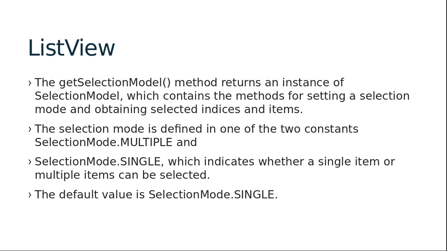Now the selection model object defines a few constants. SelectionModel.MULTIPLE, multiple is the constant and the other one is the single constant. By these you can set the property in the list view, whether the user will be able to select a single element or multiple elements. We need to set that property. By default, the user will be able to select only a single item from the list view.